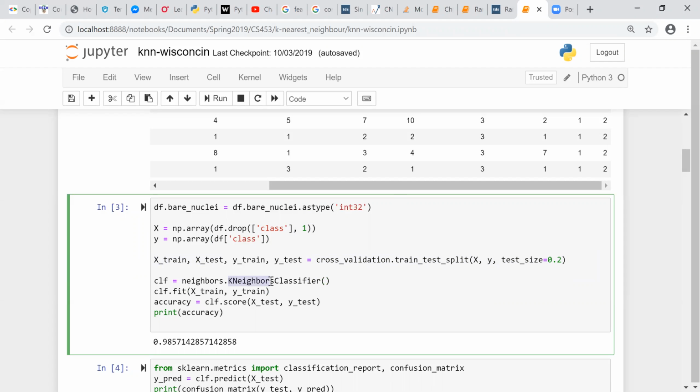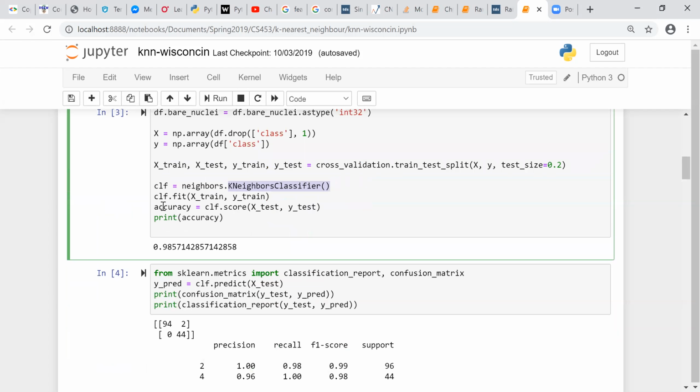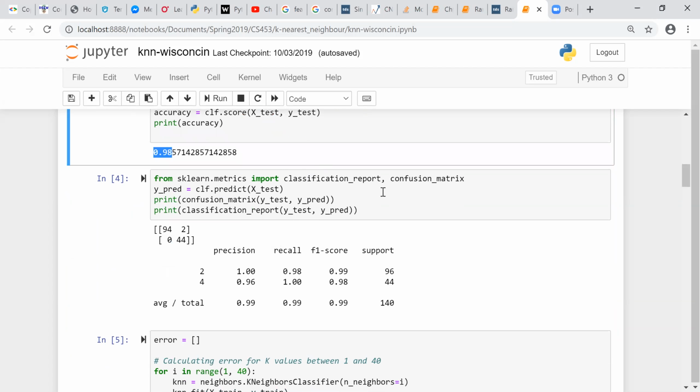KNN is K neighbors classifier. You just get this model from sklearn, so sklearn supports this model. And once you have this model, you do the training, and we collect the score. The score looks quite good. It's 98%.